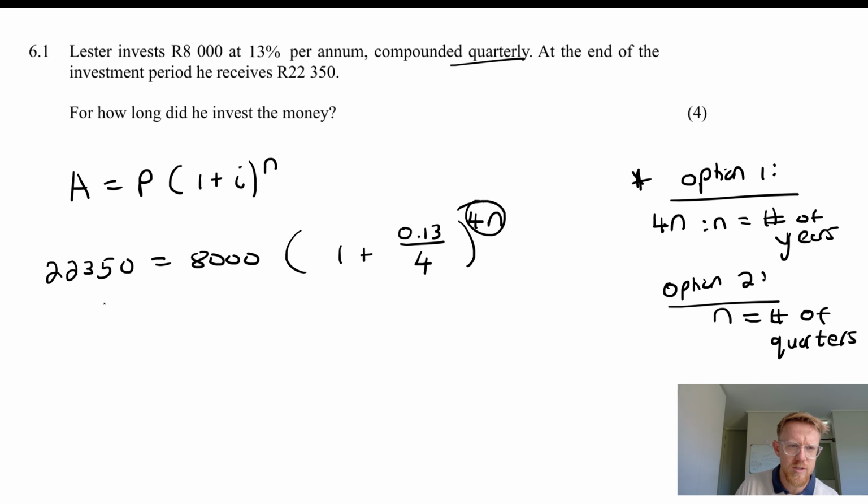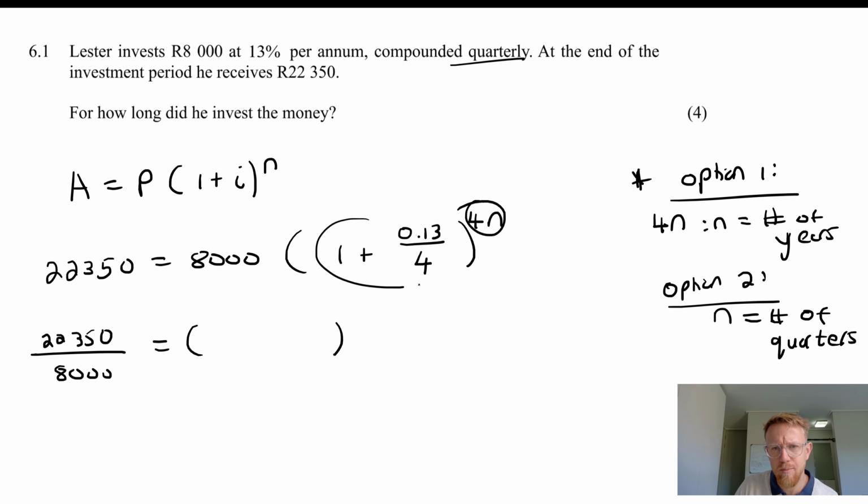So what I do first is I divide by 8,000. So I'll have 22350 divide by 8,000. Okay. This I will type on my calculator, just that part there. Well, it's going to give me a fraction. Leave it as a fraction. There we go, 413 over 400, because otherwise you'd have to go write out a whole bunch of decimals. And then 4n. Here's where we're going to have to use logs.